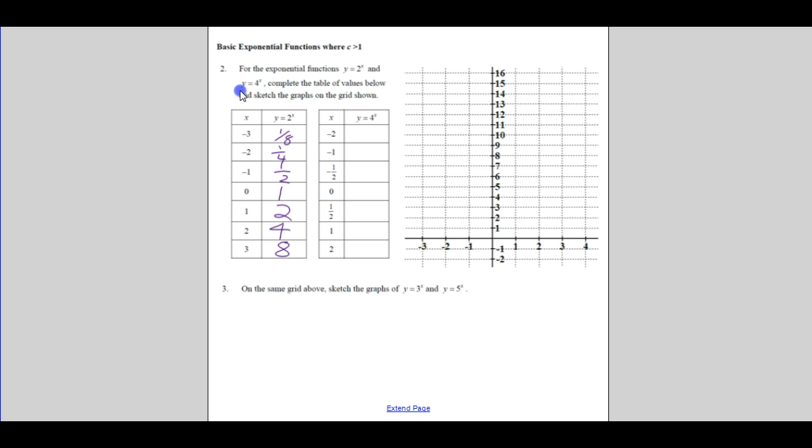Here, let's do our powers of 4. 4 squared is 16. 4 to the 1 is 4. 4 to the power of 1/2. Okay, well wait, power of a half is square root, right? Square root of 4 is 2. 4 to the 0, that's just 1. 4 to the negative 1/2, that's 1 over 4 to the half, or 1 over the square root of 4, so that's 1/2. 4 to the negative 1 is 1 over 4, and 4 to the negative 2 is 1 over 4 squared, or 1 over 16.